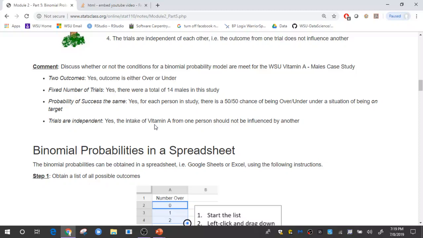And if one individual took their vitamin A intake one morning and then went around to the roommates and said, hey, you got to make sure and take your vitamin A today, or here's your vitamin A mineral, make sure and take that, then those might not be independent of one another. They might be influenced by some of the other males in the study. So aside from something like that occurring, I would assume that the intake of vitamins from one individual is not influenced by the other.